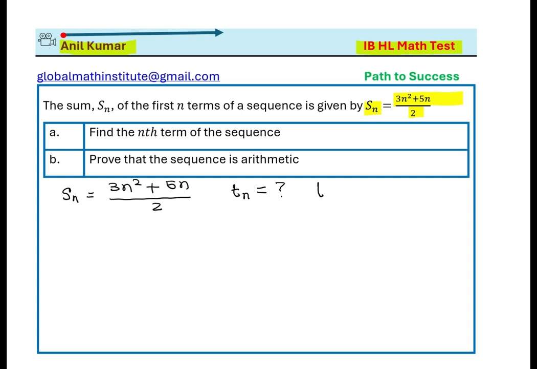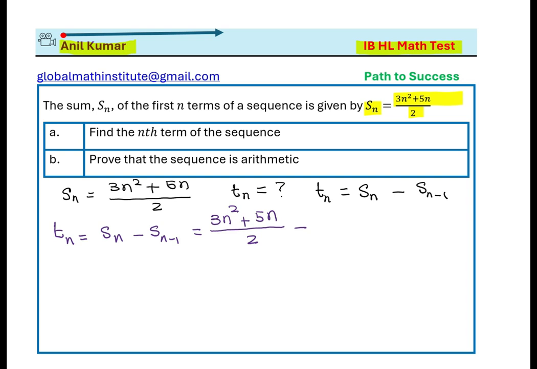Well, the strategy is that the nth term will be sum of n terms minus sum of n minus 1 terms. So you're left with the nth term. Simple as that. So once you get that strategy, it's very easy, right? So let's go ahead and find the nth term, Tn, which is basically sum of n terms minus sum of n minus 1 terms.